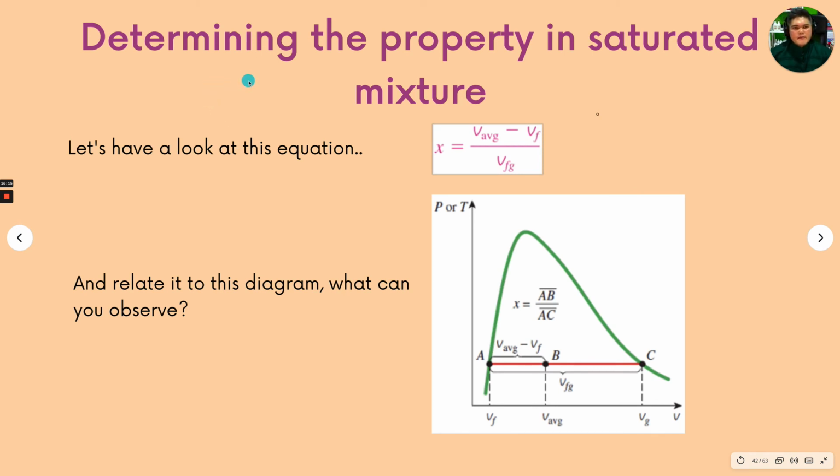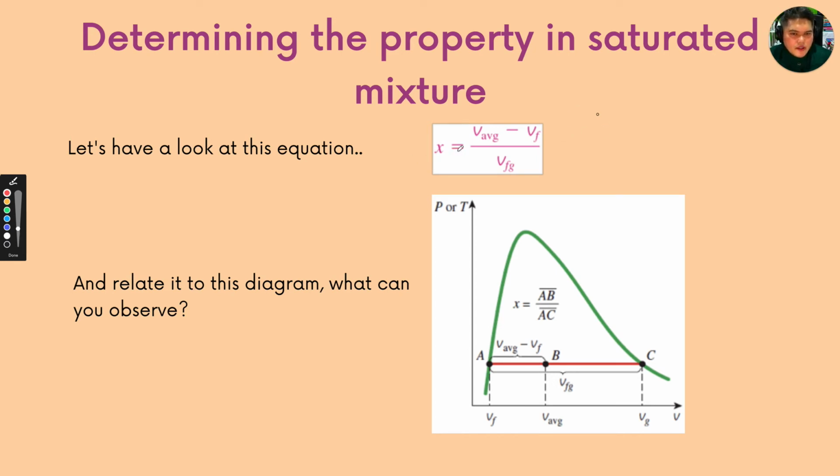If you want to determine the property in a saturated mixture, let's look back at this equation. When we relate it with this diagram, what do we see? In order to determine the X value, it is just the distance AB divided by AC. If the B point changes to this point, then V average minus VF is moving up to this point, and then divided by AC. AC is actually VFG. So here you can determine the value of X. Once you know the X value, then we can use any kind of equation.